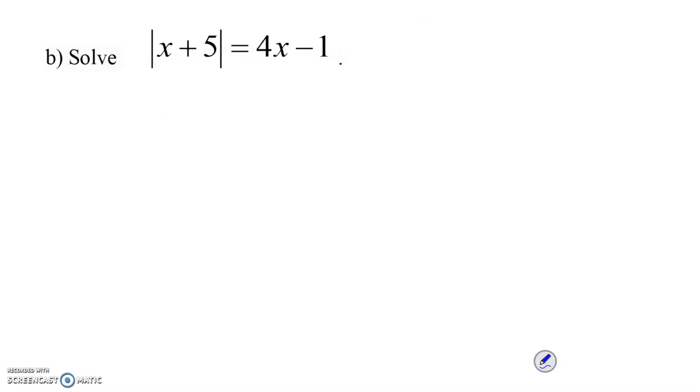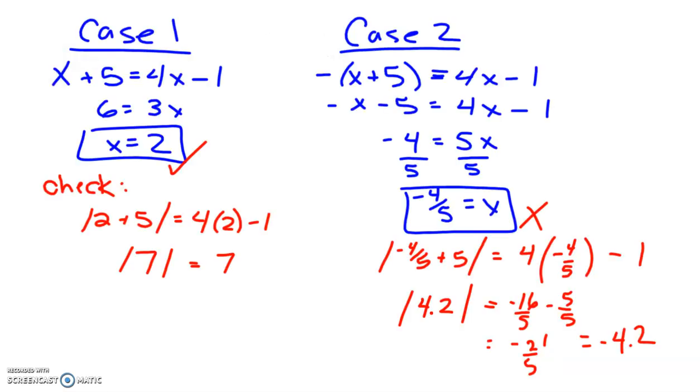Please try this next one on your own, going through the exact same as we did in the previous example. You can pause the video here, and then I will show you the solution. You can go through the solution on your own and check that you got the right answers.